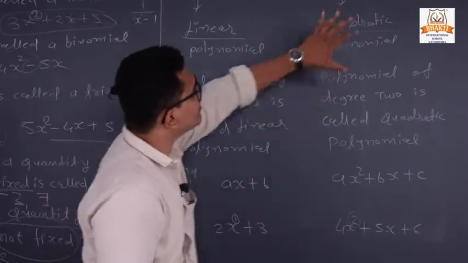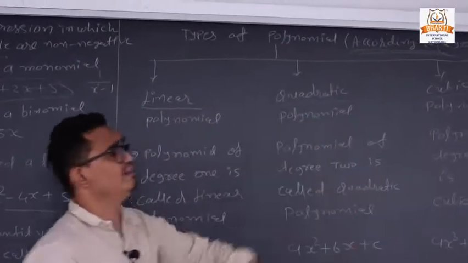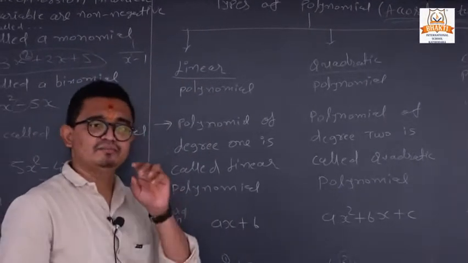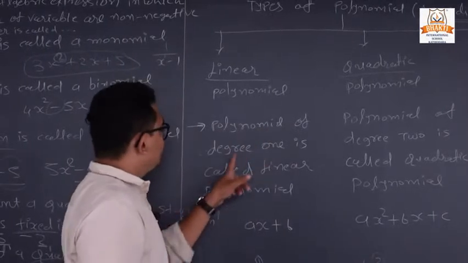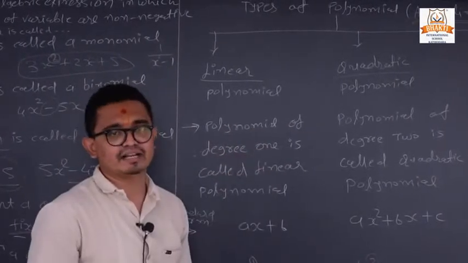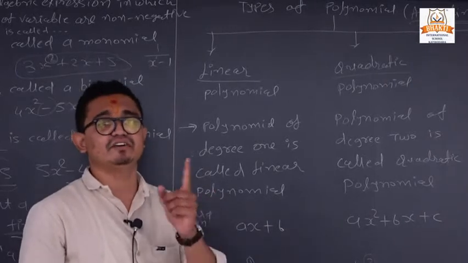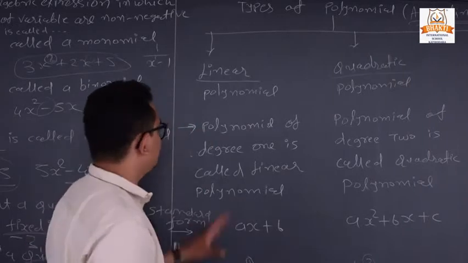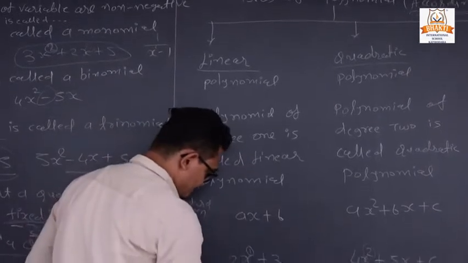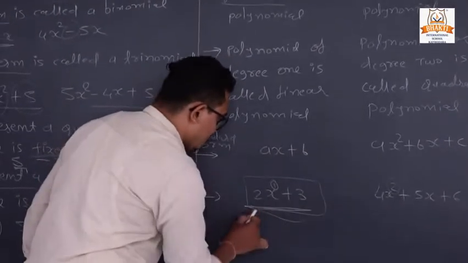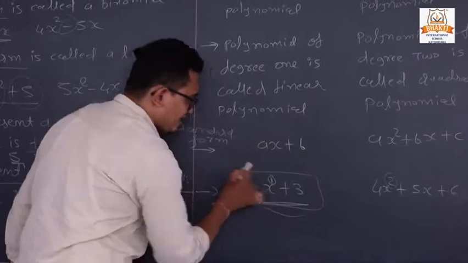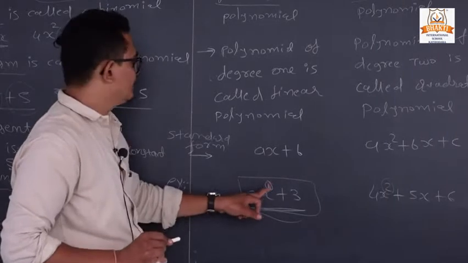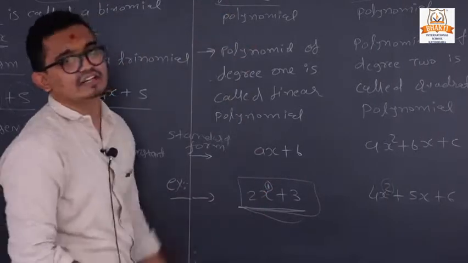Now, according to the degree, we have three types of polynomial. First, linear polynomial. Linear means what? If any polynomial has a maximum degree of 1, then it is called a linear polynomial. We are taking one example so you can get the idea. In that example, x has a maximum power of 1, so it is called a linear polynomial.